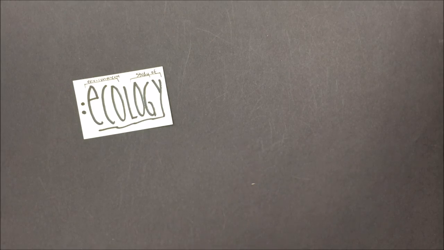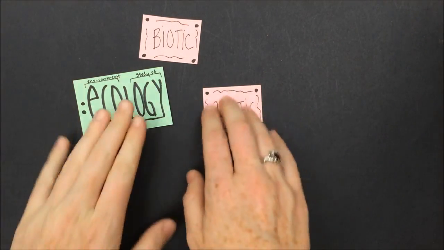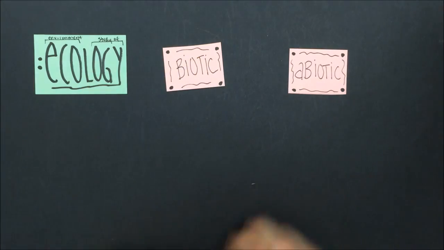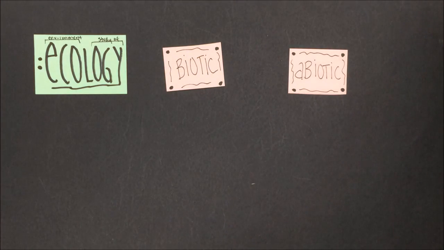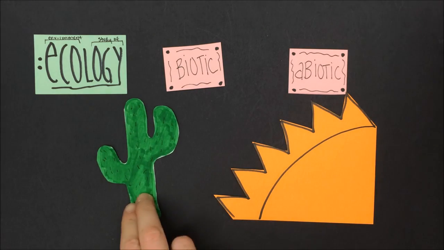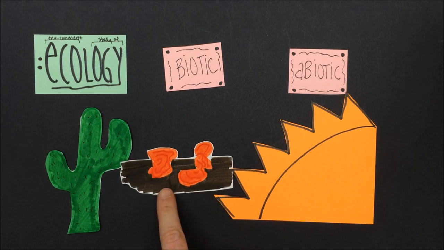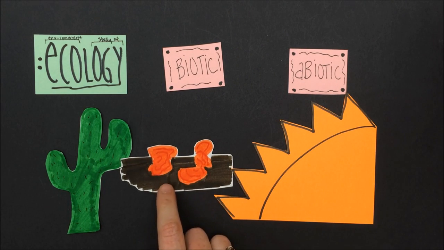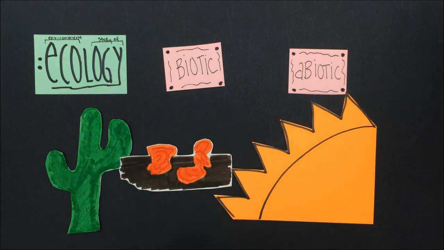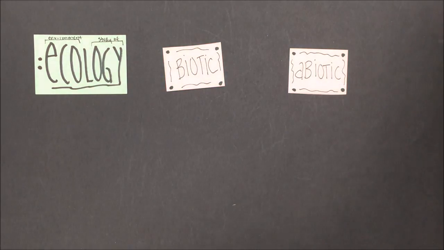So what is ecology? Ecology is the study of the environment, which includes both biotic and abiotic factors. Biotic means living or once living, and abiotic means not at all alive. The sun is an abiotic factor. The sun is not alive. This cactus is a biotic factor. It is alive. This fungus is a biotic factor. It is alive, but it's growing on a dead tree. This dead tree, because it was once alive, is also considered biotic. So ecology is the study of living things and non-living things in their environment.